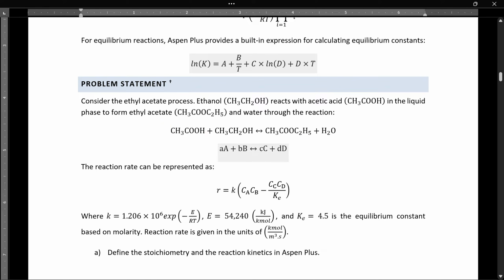Considering a general expression in terms of reactants A, B and products C and D with the reversible type of reaction, the rate expression is presented as shown here. Here k is the rate constant, Ke is the equilibrium constant, and C represents the concentration. The rate constant is presented as an Arrhenius expression with the pre-exponent factor and activation energy, and for the backward reaction the equilibrium constant is also provided. The reaction rate is given in units of kilomole per meter cubed per second. So it is asked to define the stoichiometry and reaction kinetics in Aspen Plus.